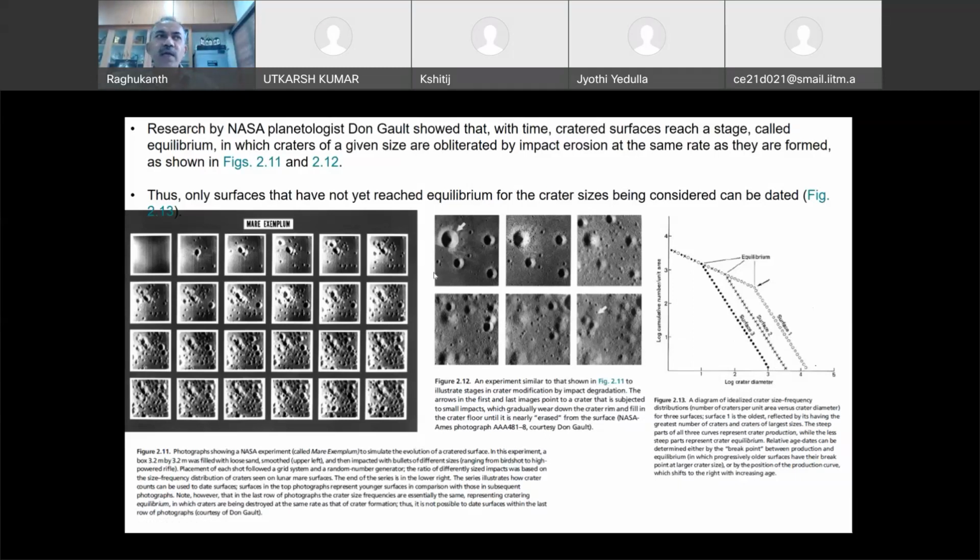More number of craters, like in this graph also, what does it mean? More number of craters means that the surface has been exposed for a longer time. It's older, basically. Suppose the surface is young, then you will not see many craters. So that is how they find out the relative ages of all these regions.